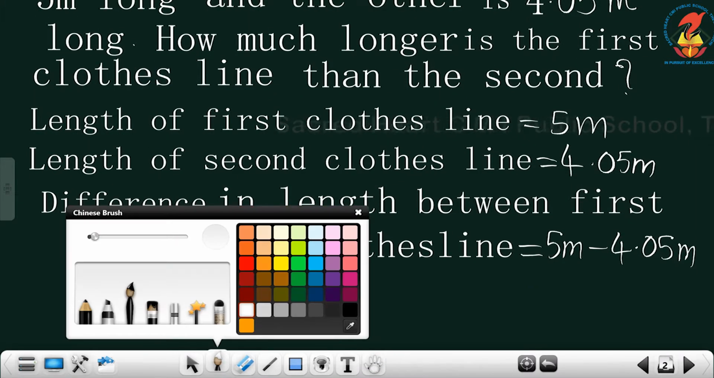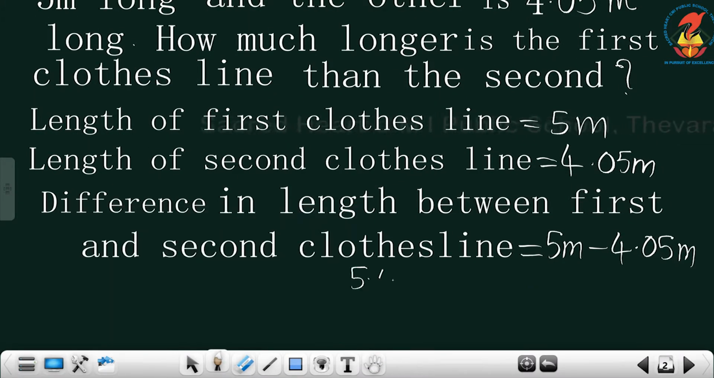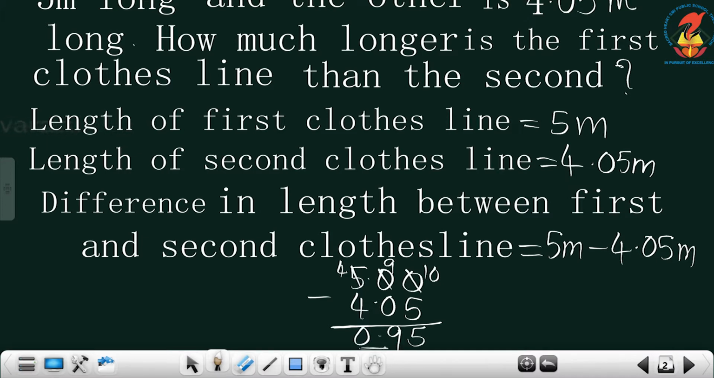I will show you that. 5.00 minus 4.05. Here it will become 10, 5 will become 9 and 4. Here is 9, and this one 4 minus 4 is 0. The answer is 0.95 m. That is the difference between these two clotheslines, right?